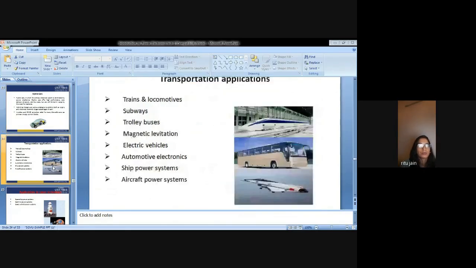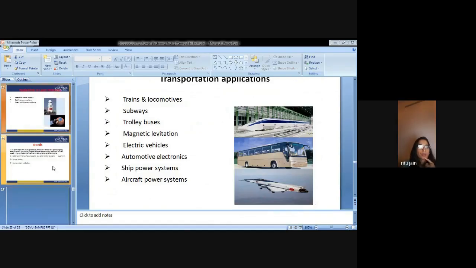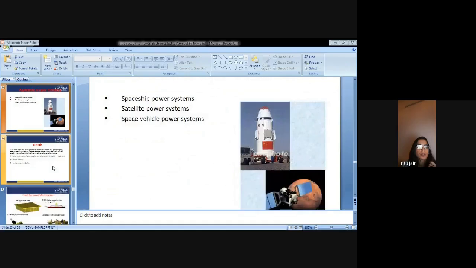So these are the transportation applications. You can see a number of power electronic components or devices in trains and locomotives, subways, trolley buses, magnetic levitation, electric vehicles, automotive electronics, ship power systems, aircraft power systems, and so on. Spaceship power systems, satellite power systems, space vehicle power systems.